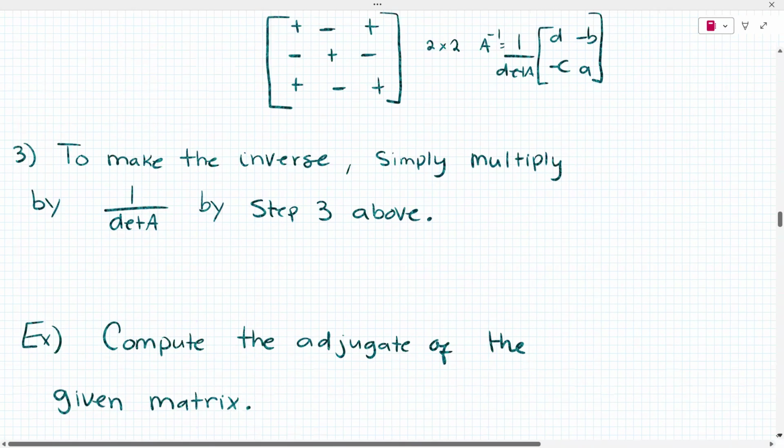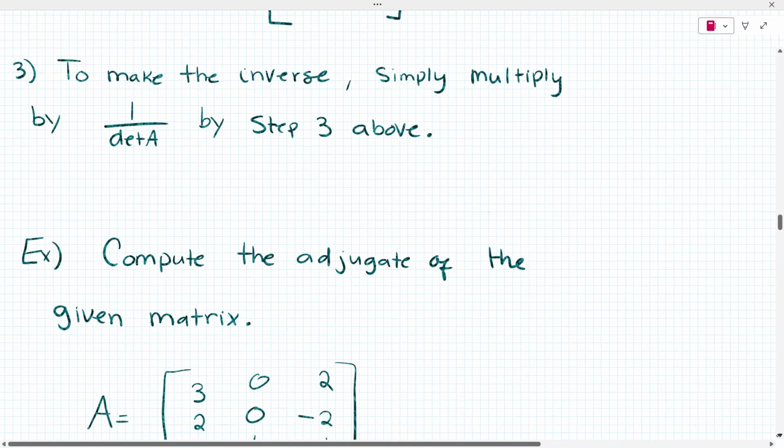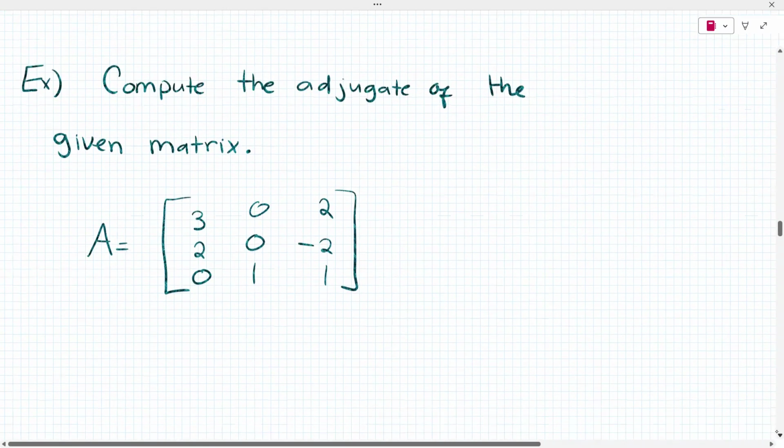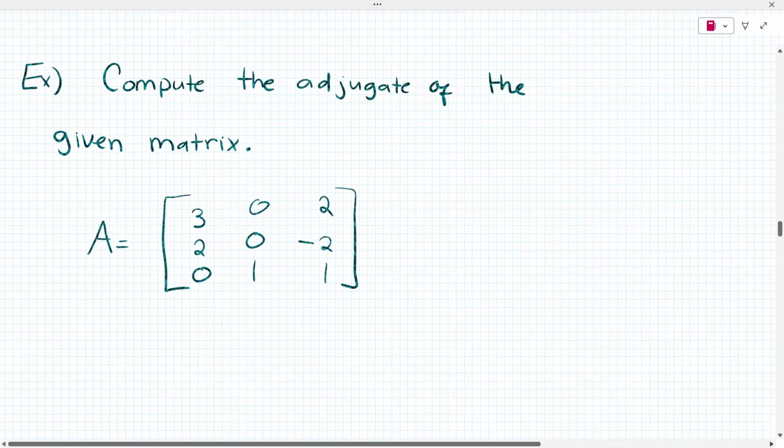Okay, so let's do an example and go over all the steps. The example says compute the adjunct of the given matrix A, and this is a 3 by 3: 3, 2, 0, 0, 0, 1, 2, negative 2, 1. You could think of it as the 1, 1.